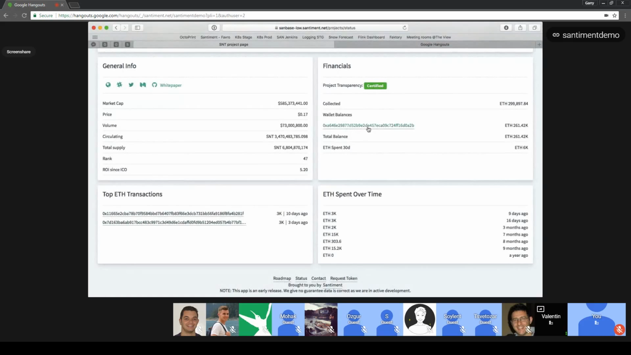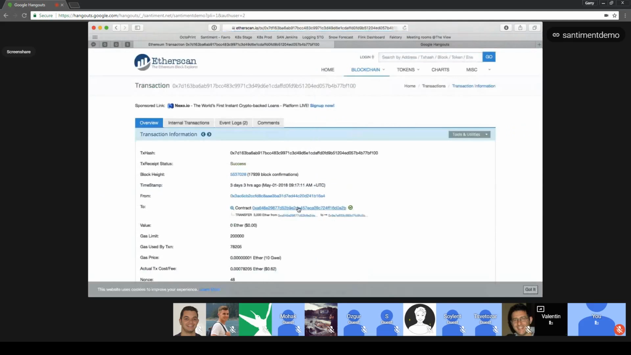So here you can see their team wallet that we have in our database with a total balance of 260,000 Ethereum at the moment. And you can start investigation from here. Let's say, okay, let's try to figure out what happened with these tokens. So, let's take the more recent one that was 3 days ago. We click here and we go to Etherscan and we see the transaction here. So we see that there was a transfer of 3,000 Ether from this address to some other address.